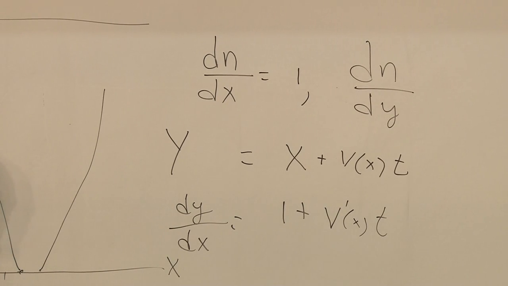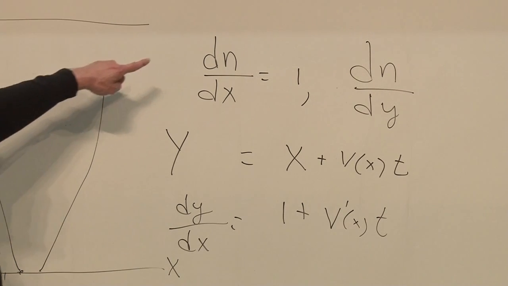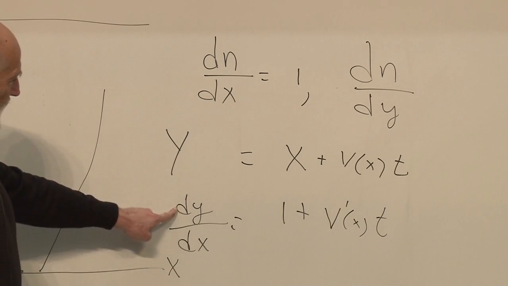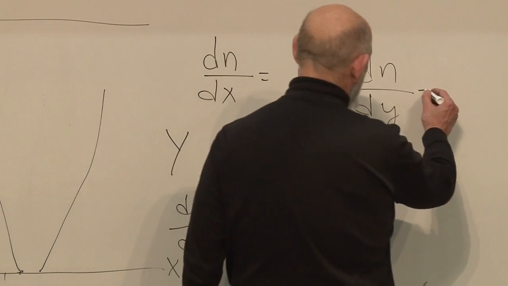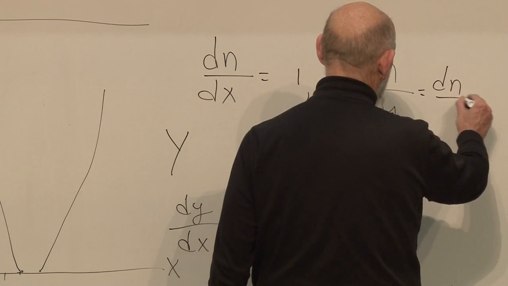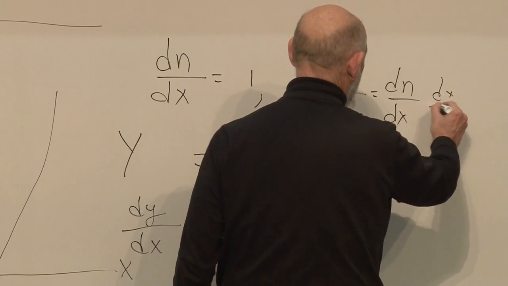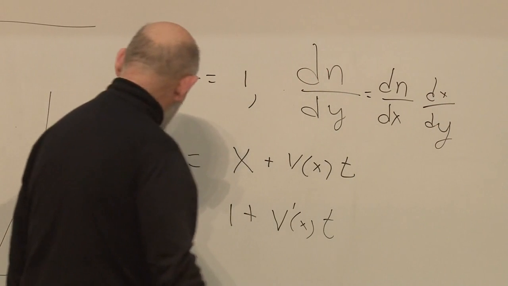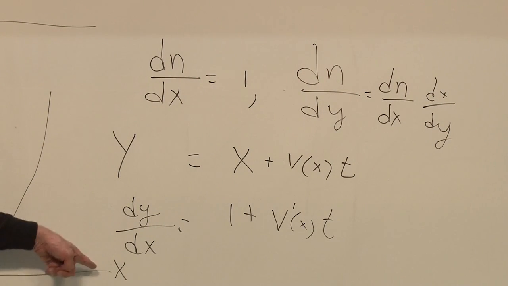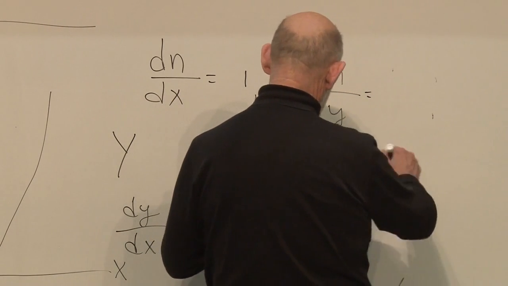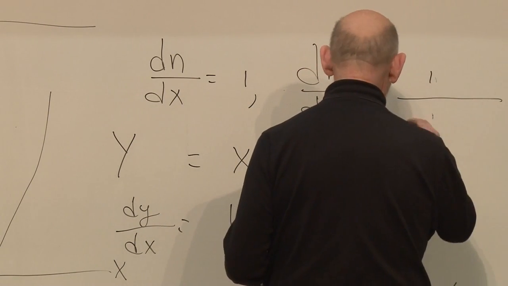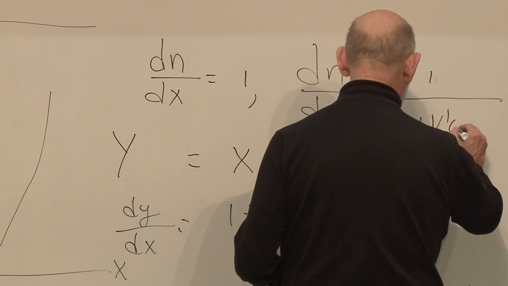What's the next step? Anybody guess? We have dn by dx, and we have dy by dx. What we want is dn by dy. So that's equal to dn by dx, which is 1, times dx by dy, right? But dx by dy is just 1 over dy by dx. Okay, so let's put that in. dn by dx is 1, and this factor is just 1 divided by 1 plus v prime of x times t.